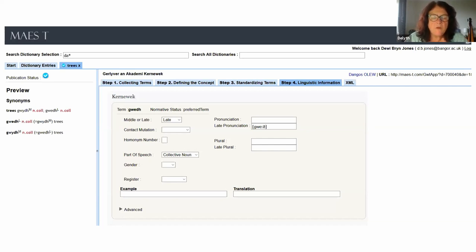So the two main ones really are that facility to state whether it is a middle or a late form of Cornish, and also some extra parts of speech, in this instance, a collective noun. Now, we don't use collective nouns as a part of speech in our modern Welsh dictionaries. You do find it in the historic ones, but it wasn't needed in our work. And at the bottom there, there's a facility to put examples. I guess that's the same as our example sentences and the translation as well. And there are different fields there for pronunciation, late plurals as well, context mutation, and so on.